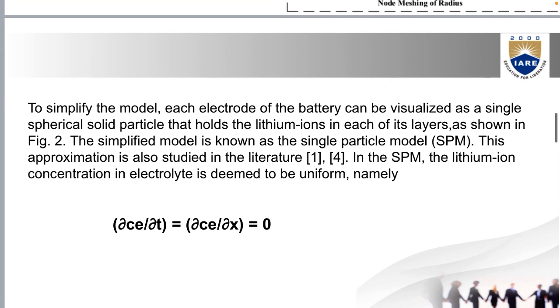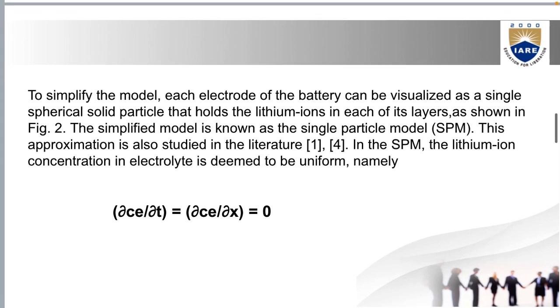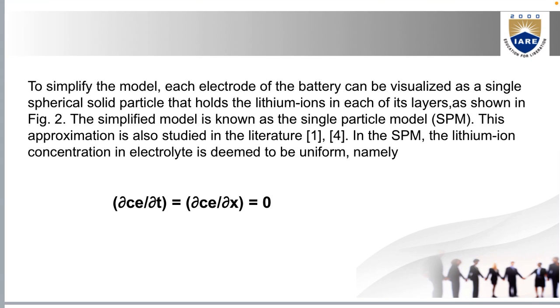To simplify the model, each electrode of the battery can be visualized as a single spherical solid particle that holds the lithium ions in each of its layers, as shown in figure 2. The simplified model is known as the single particle model, SPM. This approximation is also studied in the literature. In SPM, the lithium ion concentration in the electrolyte is deemed to be uniform, namely dCe/dt = dCe/dx = 0.